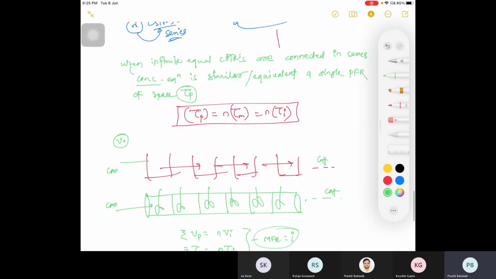You have a reactor, and suppose you want to maintain steady state condition. Then what happens? You need to keep inlet equal to outlet. So total volumetric flow rate at inlet is equal to total volumetric flow rate at outlet. That's why I'm considering V naught constant here. Nu naught is constant and total volume is V for individual.